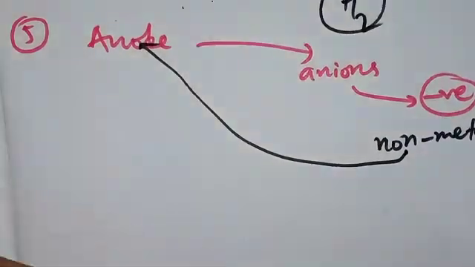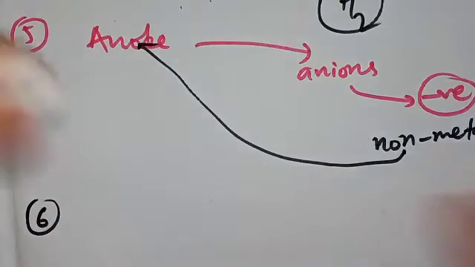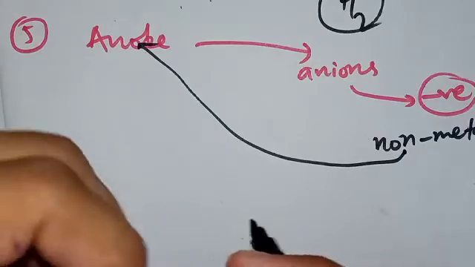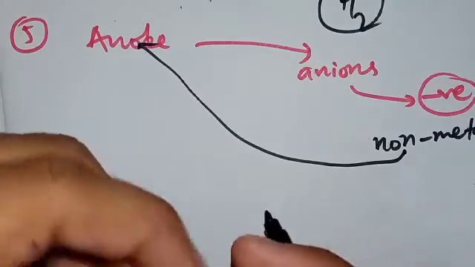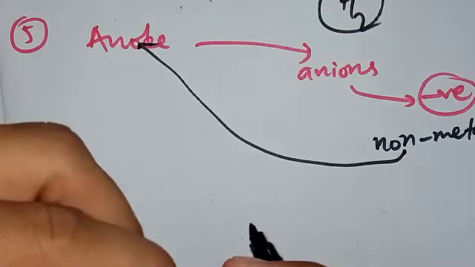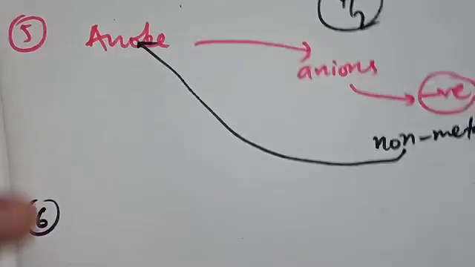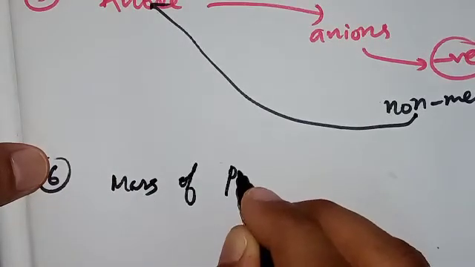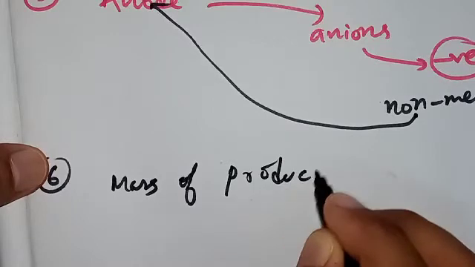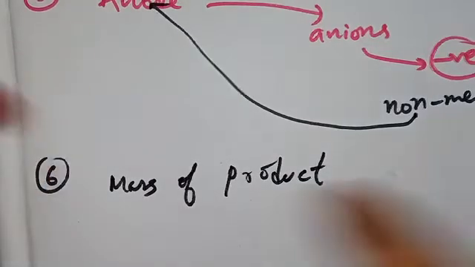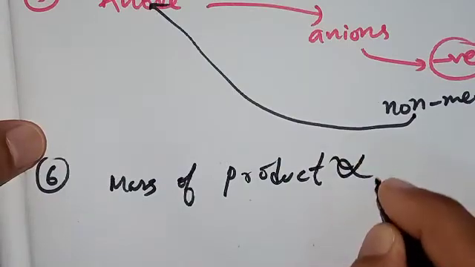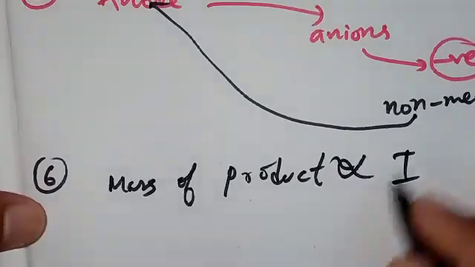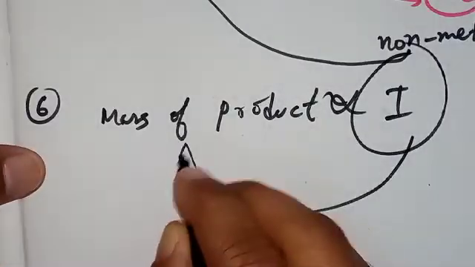The sixth point under the characteristics of electrolysis is that the mass of the substance produced at an electrode during electrolysis is proportional to the quantity of electricity passing through the electrolyte. This is Faraday's law. Faraday said that the mass of product or substance produced at the electrodes, that is at the cathode and anode, is proportional to the quantity of electricity passing through it. So the amount of electricity passing through it will determine the mass of product formed.